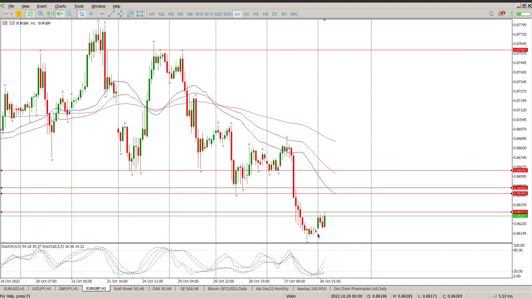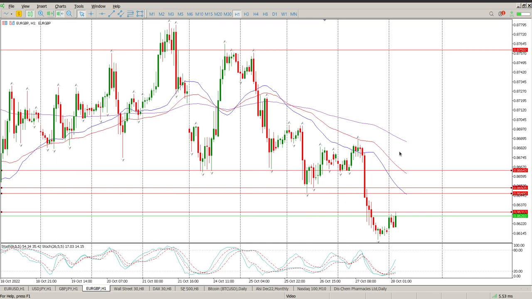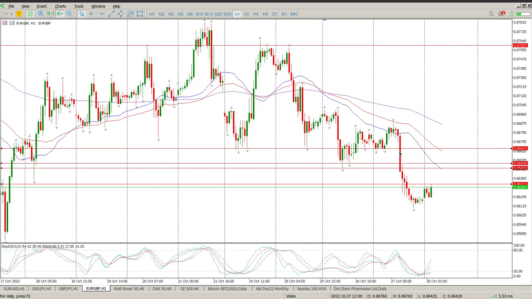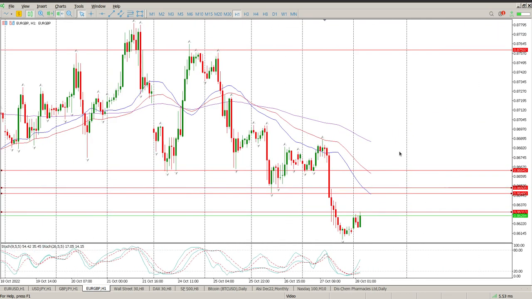So that's kind of my view this week for Forex. It comes to an end. Been a bit of a subdued week. Not many trades happening, but that happens every now and then.